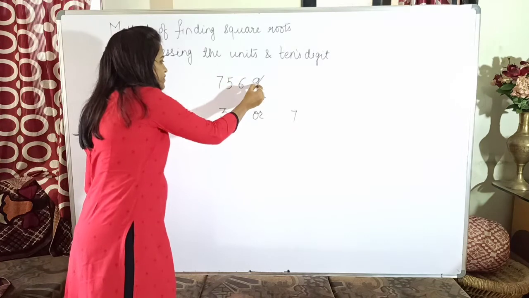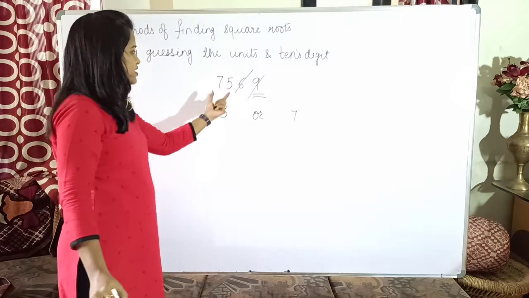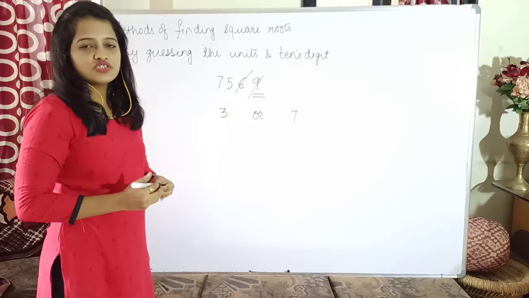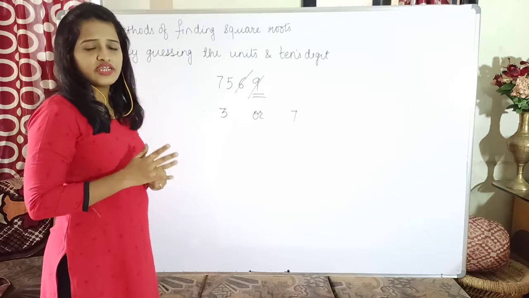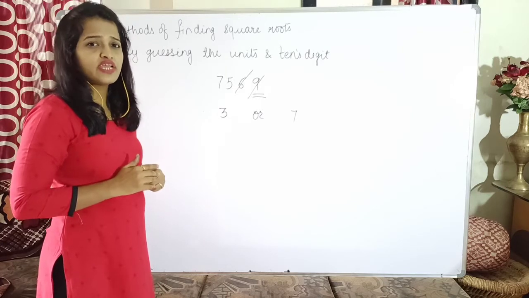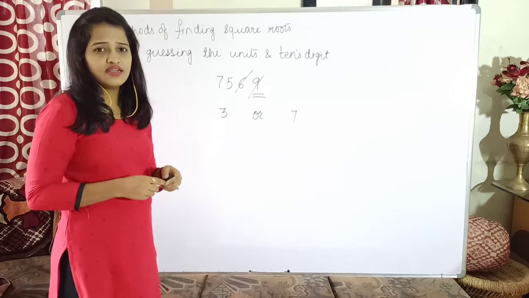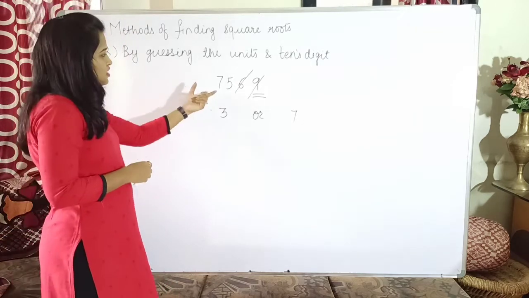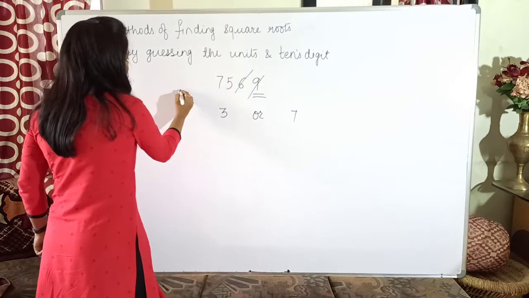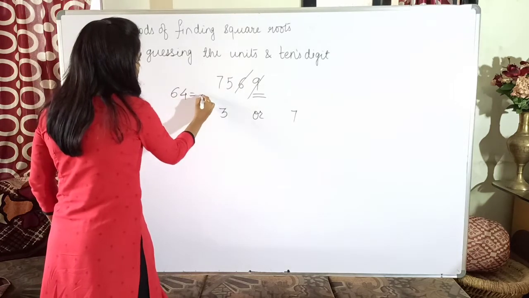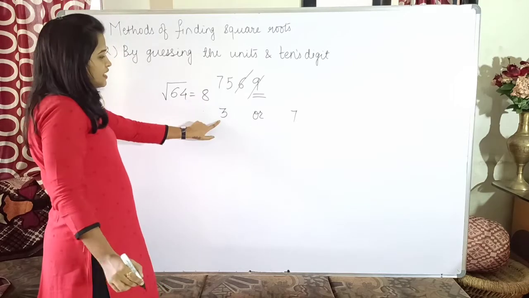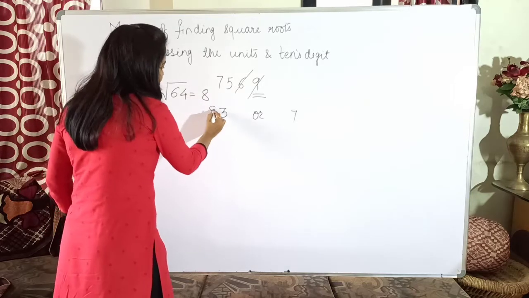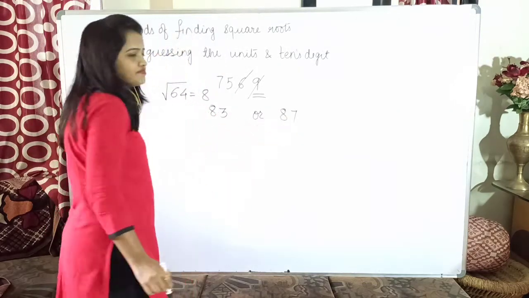Now next step, cancel out the units and tens place digits. Now 75. I want a square which is equal to or less than this. Square of 7 is 49. Square of 8 is 64. Square of 9 is 81. So 81 is greater than that. The nearest square will be 64, which is the square of 8. So my number will be either 83 or 87.